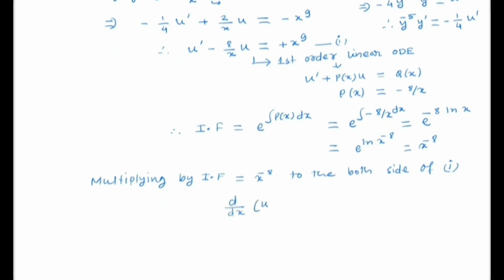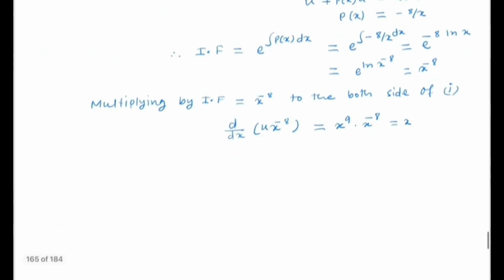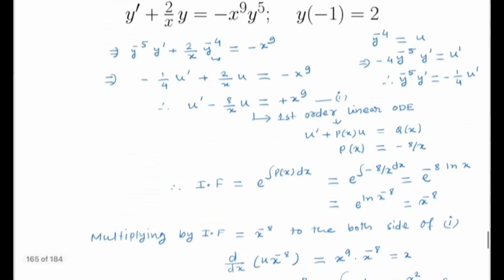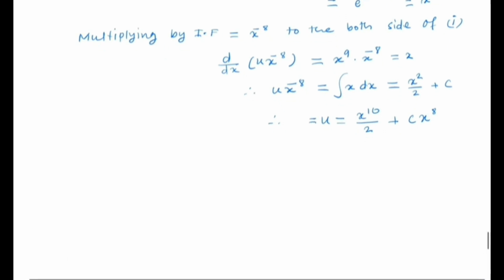d/dx of u times x to the power minus 8 is equal to x to the power 9 times x to the power minus 8. It is x. So we have u x to the power minus 8 is equal to the integral of x dx, which is nothing but x squared by 2 plus c. So what is u? u is nothing but x to the power 10 by 2 plus c times x to the power 8. And what we substitute for u is y to the power minus 4. So we have the general solution: y to the power minus 4 is equal to x to the power 10 by 2 plus c times x to the power 8.